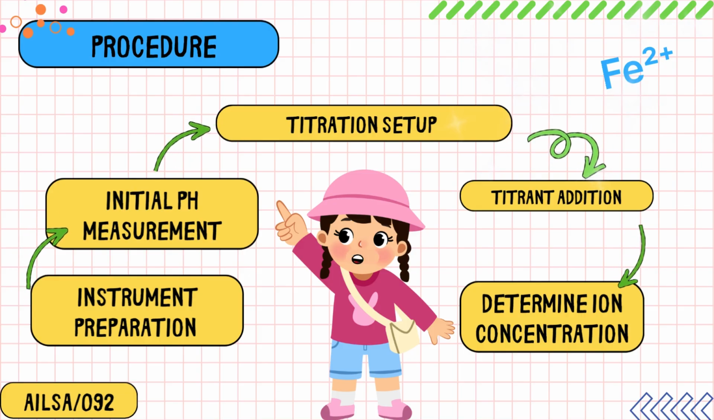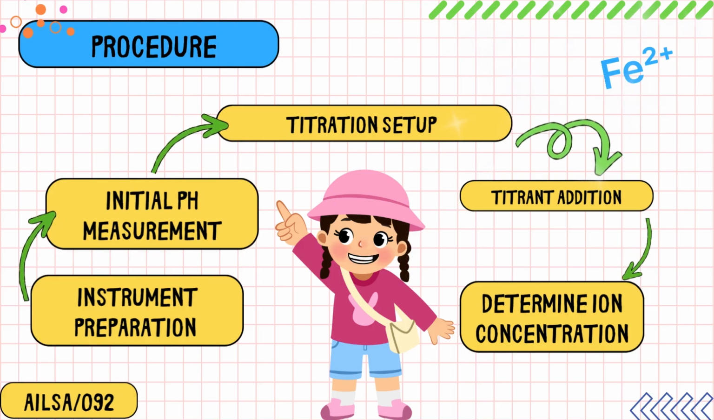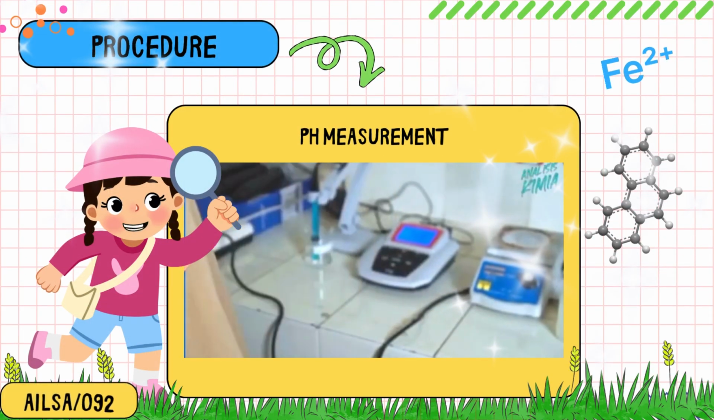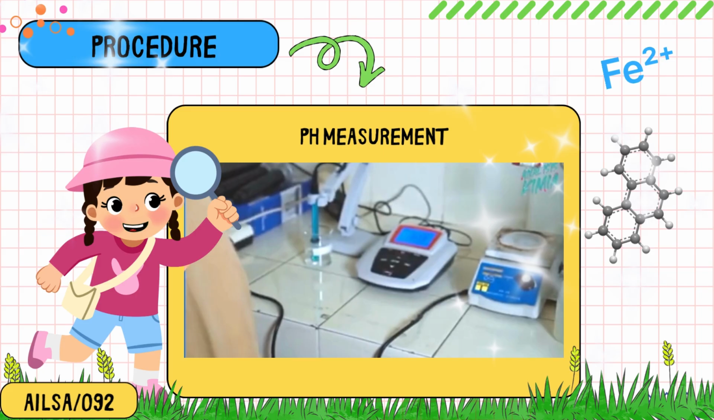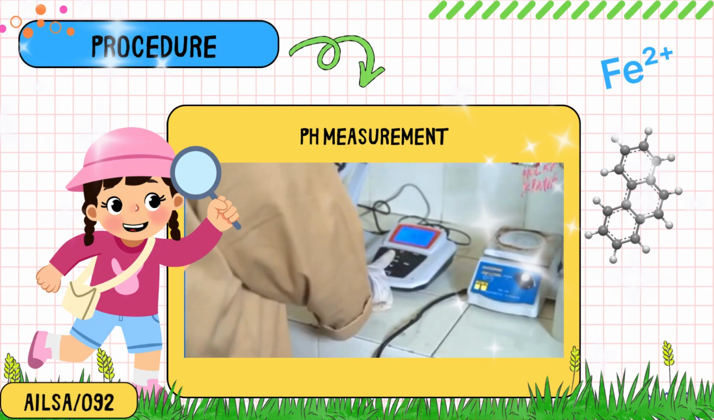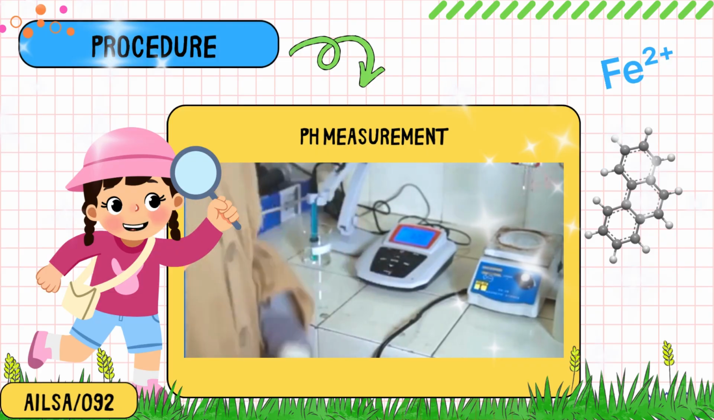Next, I will show a short video that demonstrates the potentiometric instrument procedure. This video shows how the potentiometric titration is performed using a pH meter, including the electrode placement, titrant addition, and data recording.